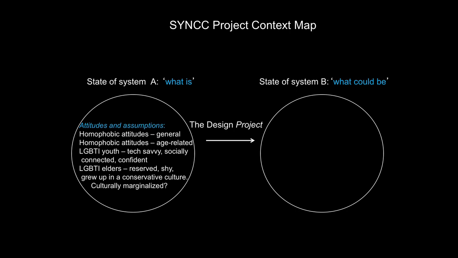We also tend to make some assumptions about the people that we've identified as important in this problem context. So, for example, LGBTI youth, we tend to assume are technologically savvy, socially connected, and confident. And with the elders, we perhaps assume that they are reserved and shy because they grew up in a much more conservative culture, perhaps that they feel culturally marginalised. It's really important to note here that doing social research, i.e. actually talking to people, is a really important way to check some of our assumptions.